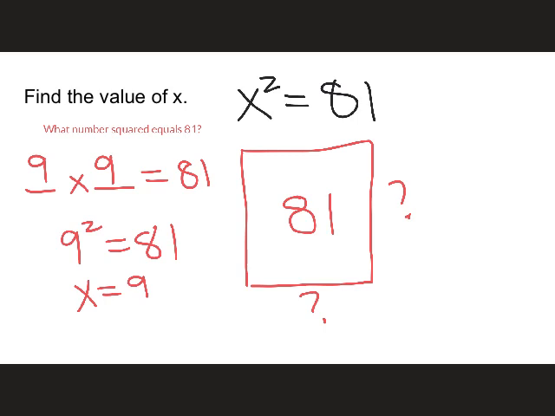This is also our very first introduction to this idea of a square root. So the square root of 81 equals 9. And that's all that this means. The square root is what number times itself equals that thing.